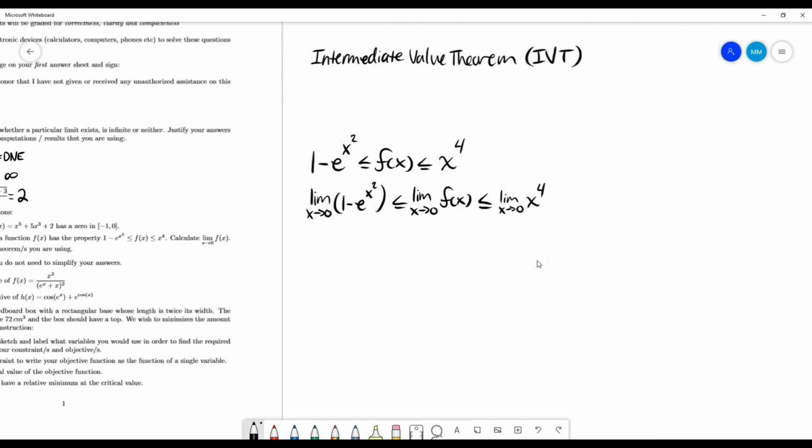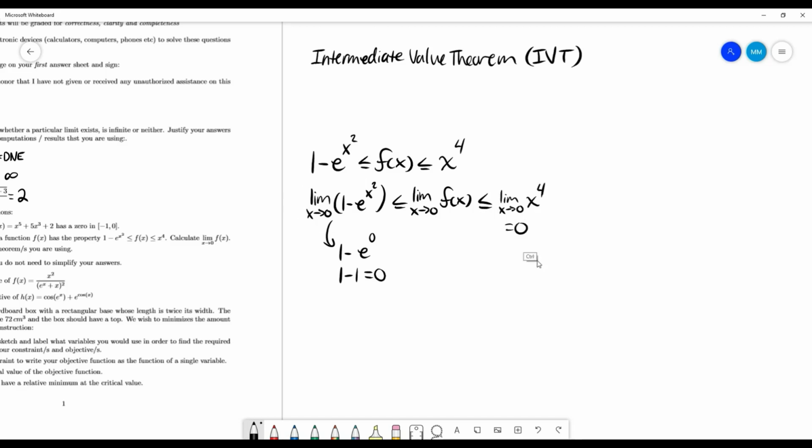Now, using that squeeze theorem, if these two limits are the same, that means that this limit must be the same as those two. So let's figure out this limit. This one, we can actually just plug it in. We'll just use that substitution. So plug in a 0, and that's going to be 1 minus e to the power of 0 squared, which is 1 minus e to the power of 0, which is 1 minus 1, which is 0. Okay? So this limit is greater than or equal to 0, and then less than or equal to whatever this limit is. Well, once again, we can use substitution and just plug that in. This limit is also 0.